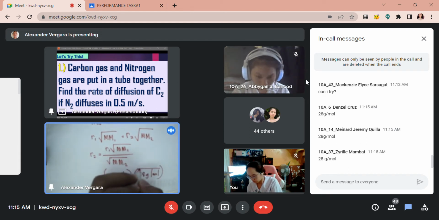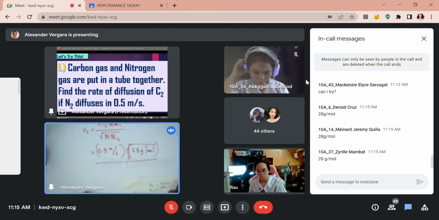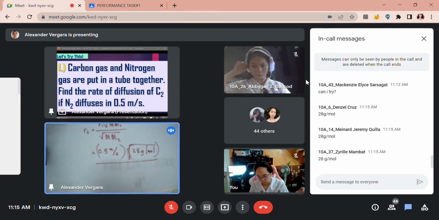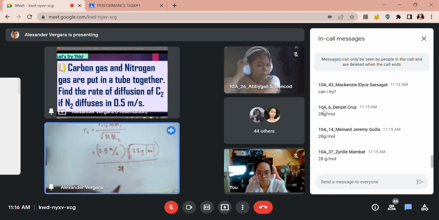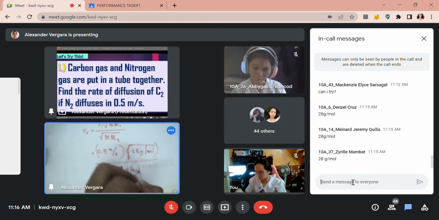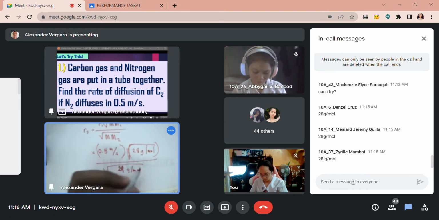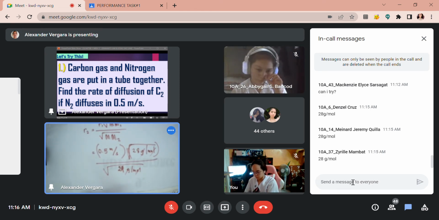Sorry, this is a square root. Then all over, what is that one? The MM2 is 24 grams per mole. And that will be square root. Okay, cancel this one, cancel this one. You have to square first this one, or if you want, continue already, do the operation. Then, what will be the answer for R2?